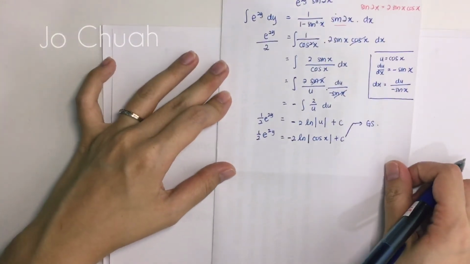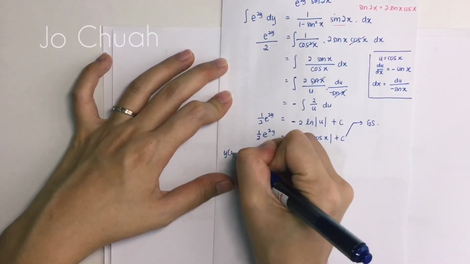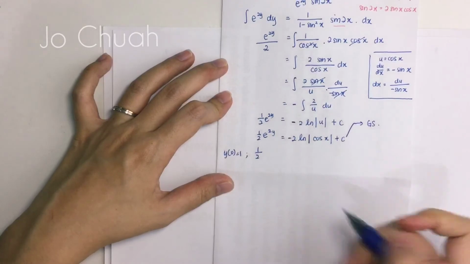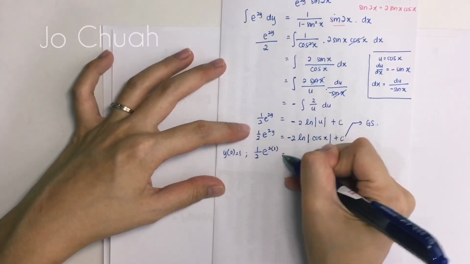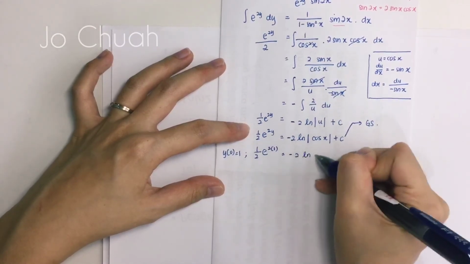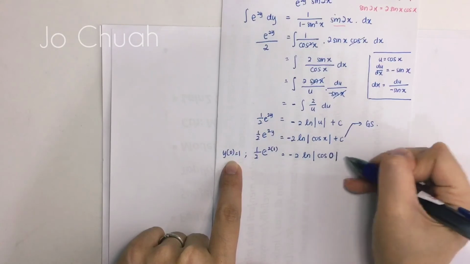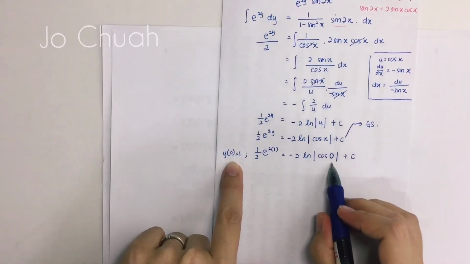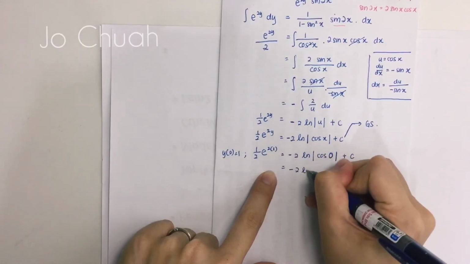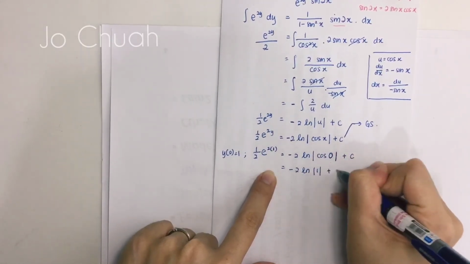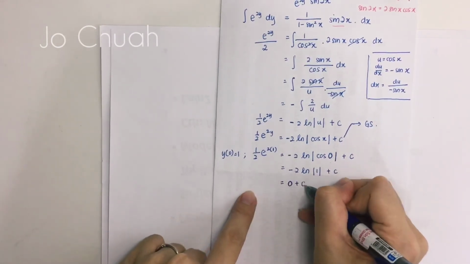Alright. So you're going to show the substitution. 1 over 2, you can write it here as well. So 1 over 2 e to the power of 2 times 1 goes to negative 2 ln cos 0 plus c. Okay, cos 0 is 1. So negative 2 ln 1 plus c. ln 1 is 0. So this whole thing goes to 0.